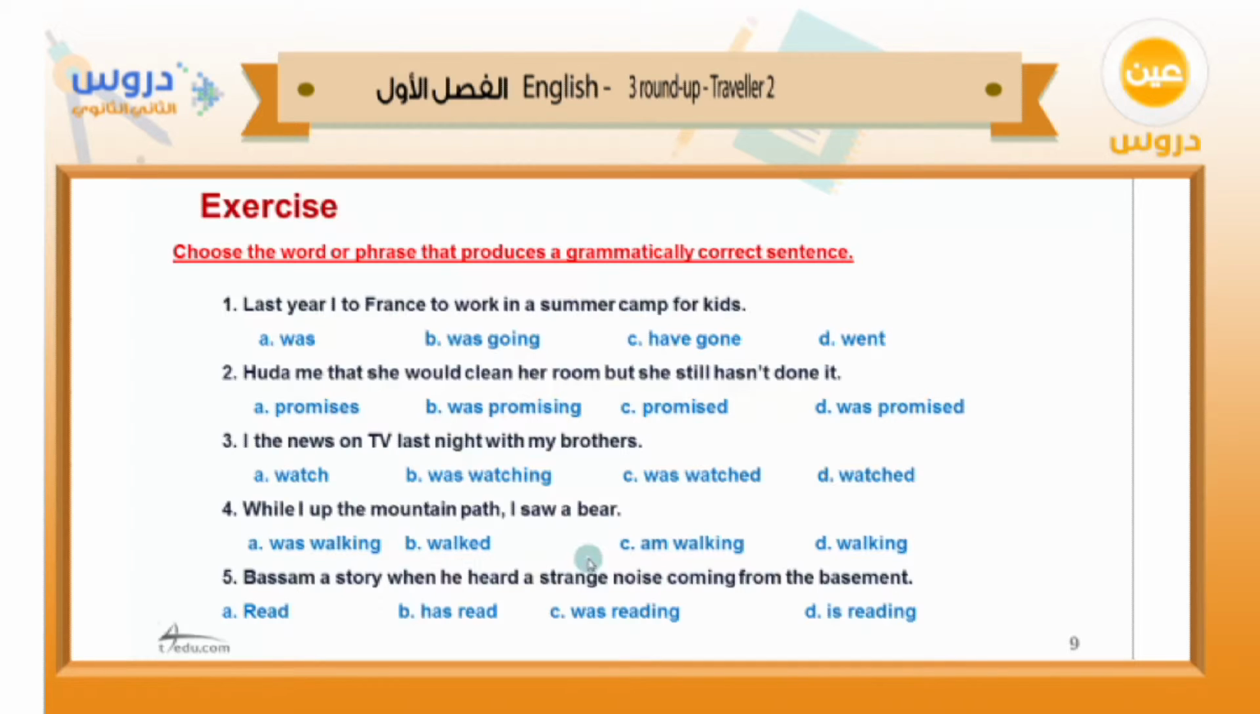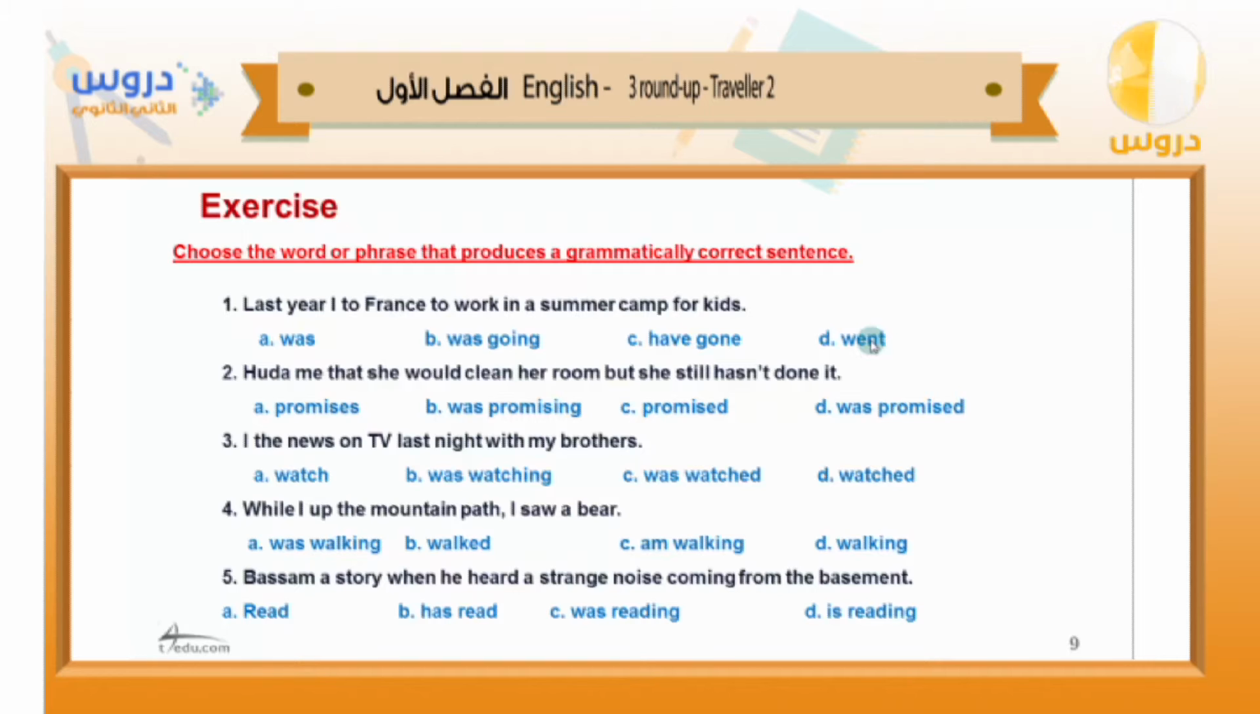More exercises to choose about now. A mix between the simple past and the past continuous, or past simple and past progressive. Choose the word or phrase that produces a grammatically correct sentence. So we need a grammatically correct sentence. Number 1: Last year I A, B, C, D. I was to France. I was going to work in a summer camp for kids.